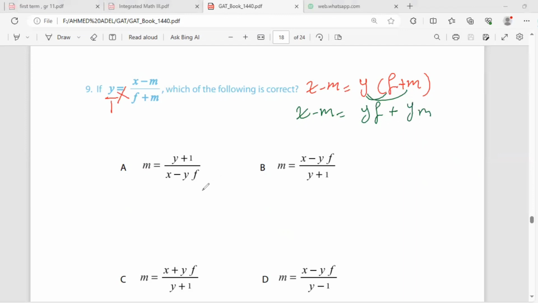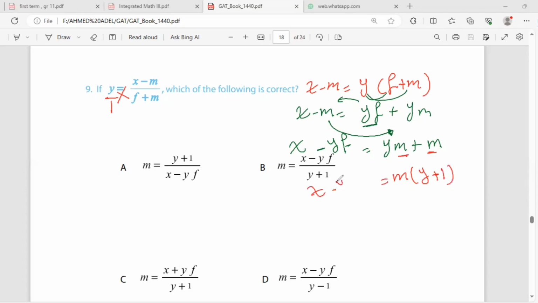Okay, so here I want to find the value of m, so combine m together. It's going to be ym here, and here negative m. On the right side, positive m, and here x, this yf. From here to the right, on the left-hand side, it would be negative yf. Okay, factor out the common factor m, so it's going to be (y plus 1) m equals x minus yf.